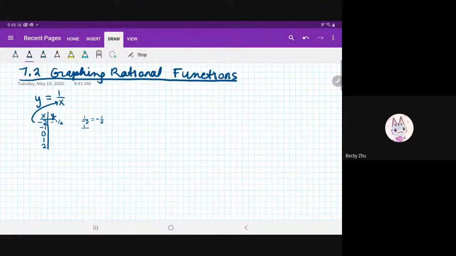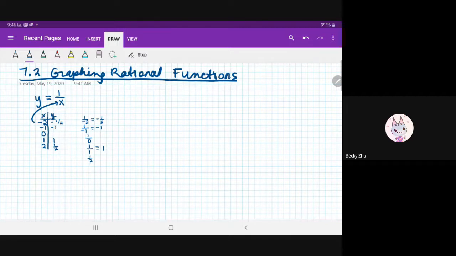1 divided by -1. Remember, the bar means divided by. So 1 divided by -1, it's -1. 1 divided by 0. Let's procrastinate that one. 1 divided by 1 is 1. And 1 divided by 2 is 1/2.